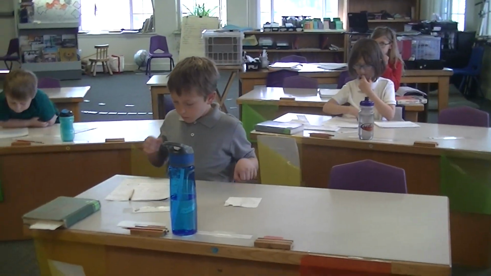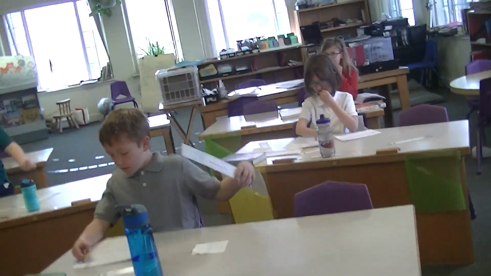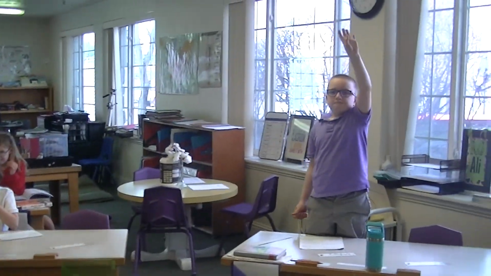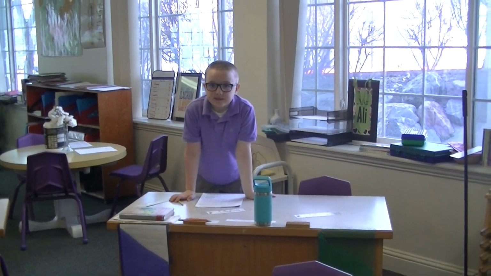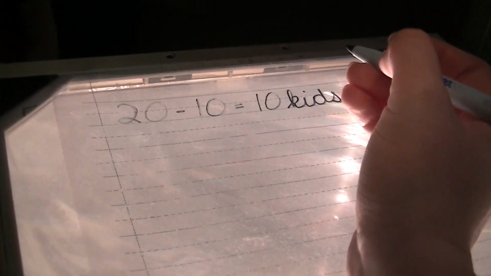What type of problem do we have here? We heard the word each. Oh my goodness, Jackson, what type of problem do we have? A multiplication problem. All right, so let's write our number sentence. How many children went to the art room all together? 10. And Jackson told me we're going to be multiplying.